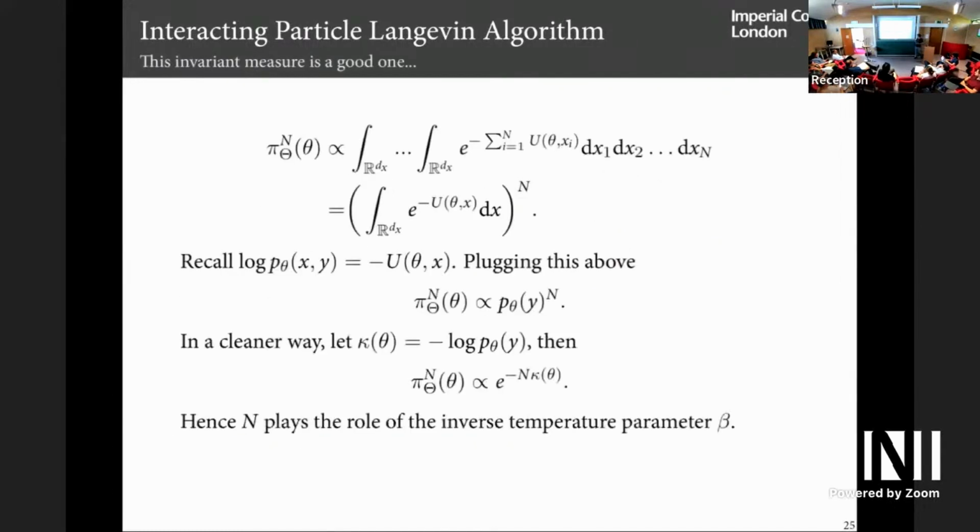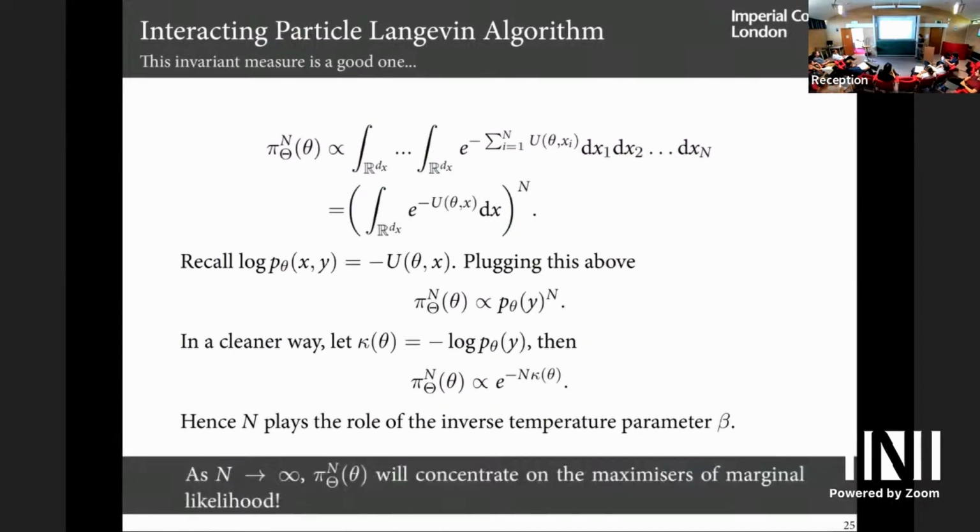Okay, so this is a nice result. The first encouraging observation is that as n gets large, we concentrate more on the marginal of theta. So as n goes to infinity, theta will concentrate on the maximizers of the marginal.